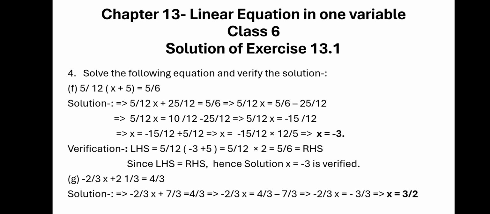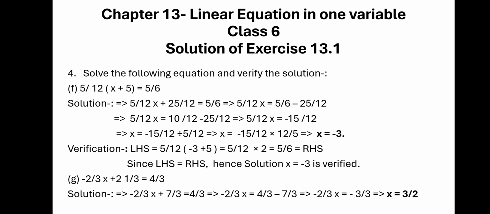So verification will be to substitute the value of x on the left hand side, because there is x only in the left hand side, negative 3. So 5 upon 12, negative 3 plus 5 gives you plus 2. So 5 upon 12 multiplied by 2 is 5 upon 6, because 2 upon 12 will give you 1 upon 6. So that is equal to RHS, hence it is verified.